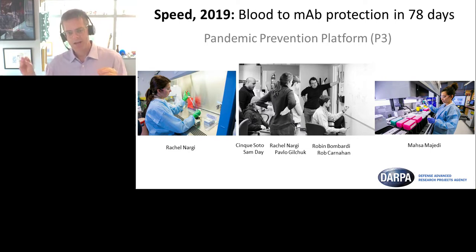So they put out a call and said, hey, we want capability to make a monoclonal antibody and put it into a human being 60 days after the first case occurs. That was sort of the model. And of course, that was ridiculous at the time.